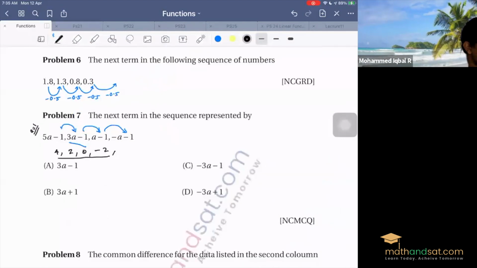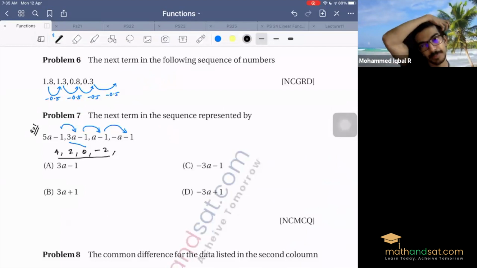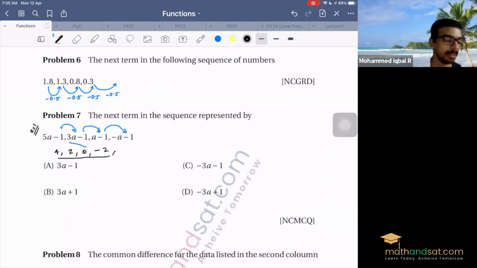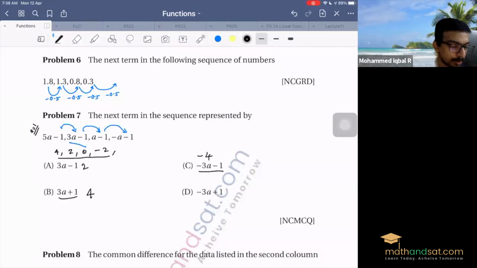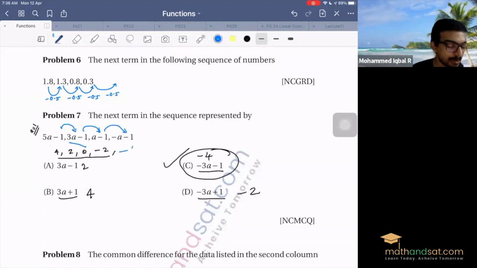Now you just compare the options. There are 4 options. When you put A is equal to 1, what happens to each of the options? That is what you need to check. The first option is 3A minus 1, which is 2. This one is minus 3A minus 1, which is minus 4. This is 3A plus 1, which is 4. This is minus 3A plus 1, which is minus 2. Of course, minus 3A minus 1 is your matching answer because the next number has to be minus 4.